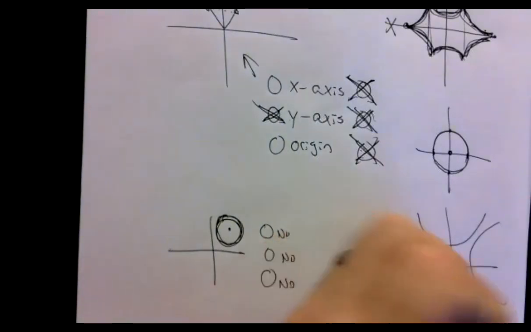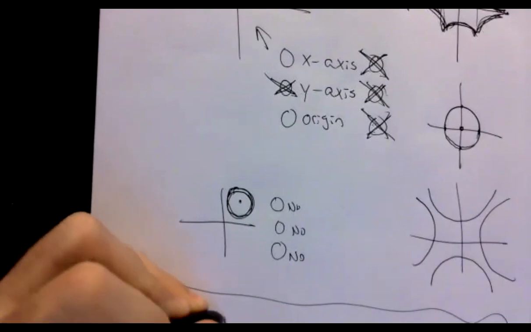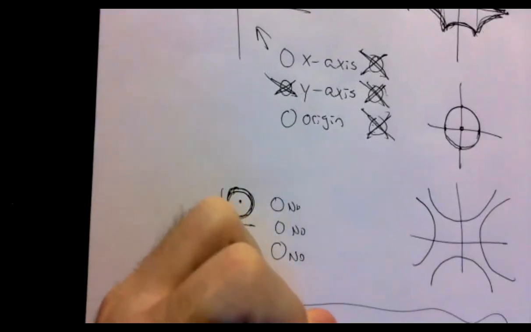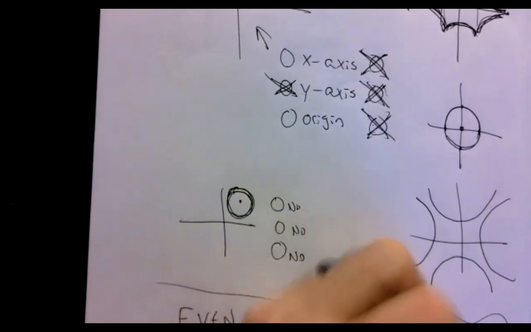The last concept for 2.4 is whether a function is even, odd, or neither.